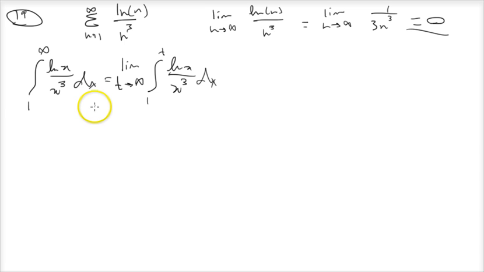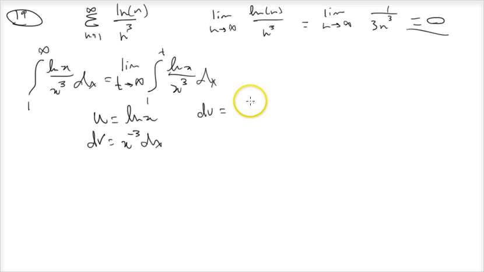So we're going to get a u. The u is going to be the natural log of x because we don't know how to integrate that, so we're going to differentiate it. Our dv is going to be x to the negative third dx, so that means our du is going to become dx over x, and our v is going to become negative 1/2 x to the negative second.